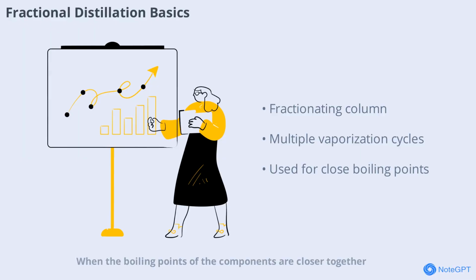When the boiling points of the components are closer together, fractional distillation is used. This method employs a fractionating column, which provides a larger surface area for repeated vaporization and condensation cycles. As the vapor rises through the column, the component with the lower boiling point moves further up, allowing for a more precise separation. Fractional distillation is commonly used in the petroleum industry and for separating complex mixtures.